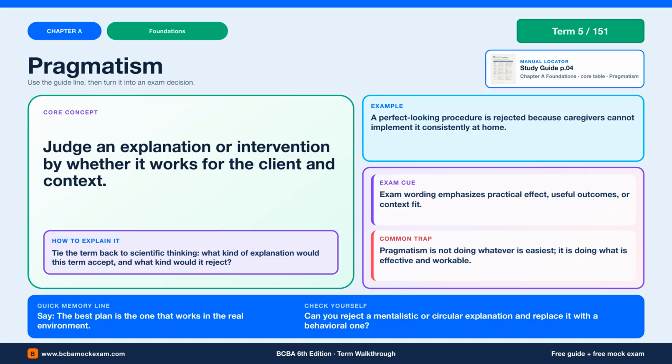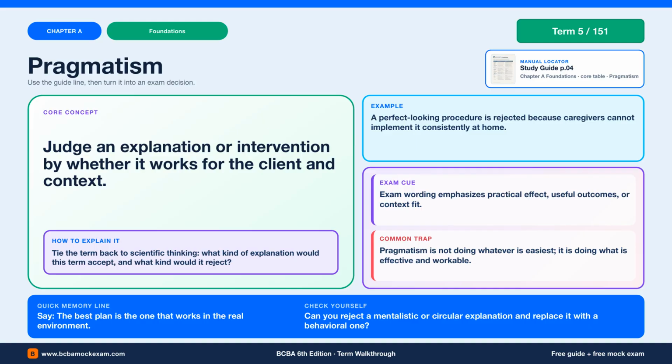Pragmatism. Pragmatism means truth is judged by practical effect. In AB exam language, this often means asking whether the explanation or intervention actually works in the real context. For example, a procedure might look elegant on paper, but if caregivers cannot implement it consistently at home, it may not be the best choice.